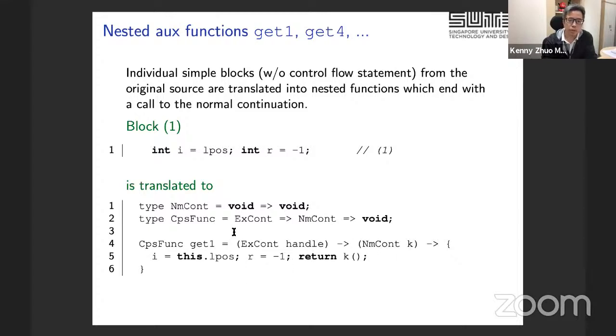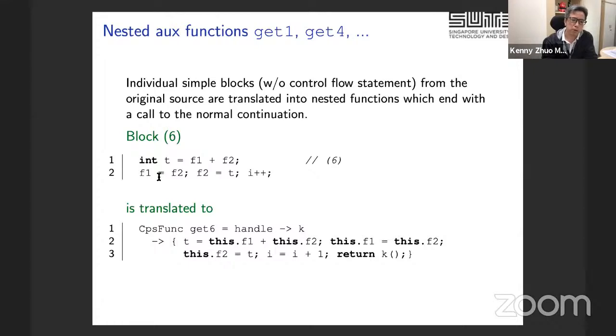So the body is straightforward. Because all these are within our method, we just refer to all this via this.lpost, and this is actually a constant, so we just copy it over here. Then at the end of this function, we just invoke the normal continuation k. Okay, so that is the simple block.